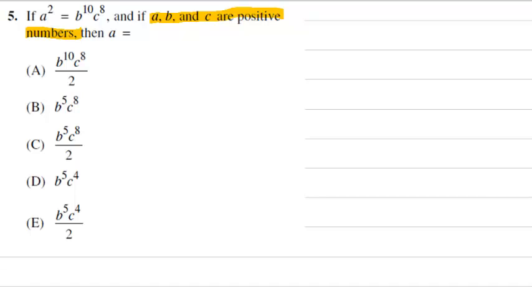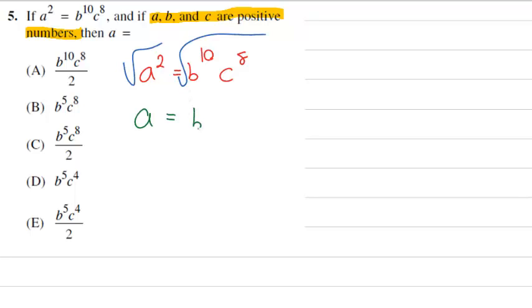Okay, so we've got a squared equals b to the 10th and c to the 8th. And if I want to turn a squared into a regular a, I need to do the opposite of squaring it, which is taking the square root. So when I do that, a squared becomes a, and on the other side we get b to the 10th, c to the 8th, and taking the square root is like taking it to the 1/2 power.